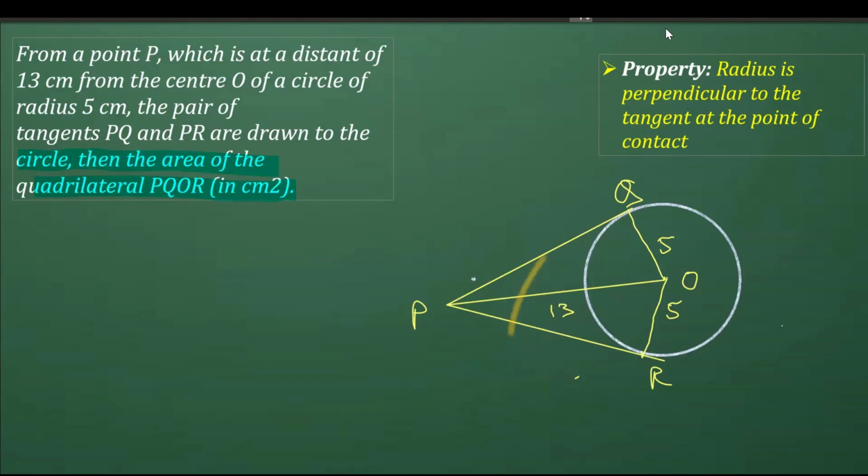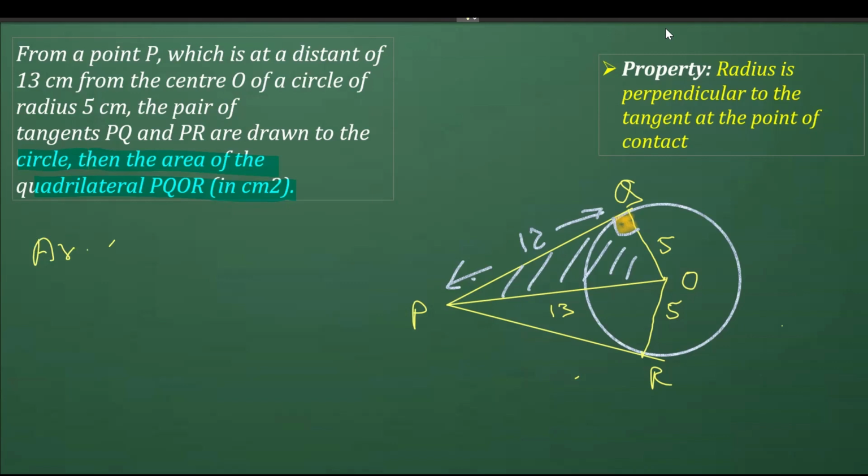Now for that, we are going to use this property, that the radius is perpendicular to the tangent at the point of contact. So this angle is going to be 90 degrees. Now, first thing that we know is that since it is a right angle triangle, we can apply Pythagoras theorem. In fact, you know that 13, 5 and 12 are Pythagorean triplets, where 13 is the hypotenuse. So we get the length of this PQ as how much? 12 centimeter.